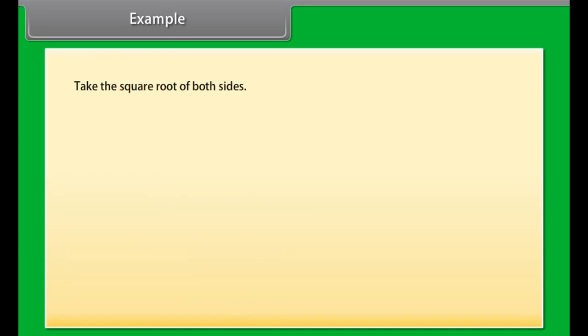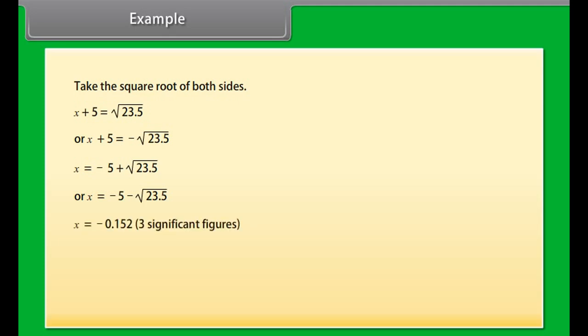Take the square root of both sides. x + 5 = √23.5 or x + 5 = −√23.5. So x = −5 + √23.5 or x = −5 − √23.5. x = −0.152 (three significant figures) or x = −9.85 (three significant figures). Nature of roots.